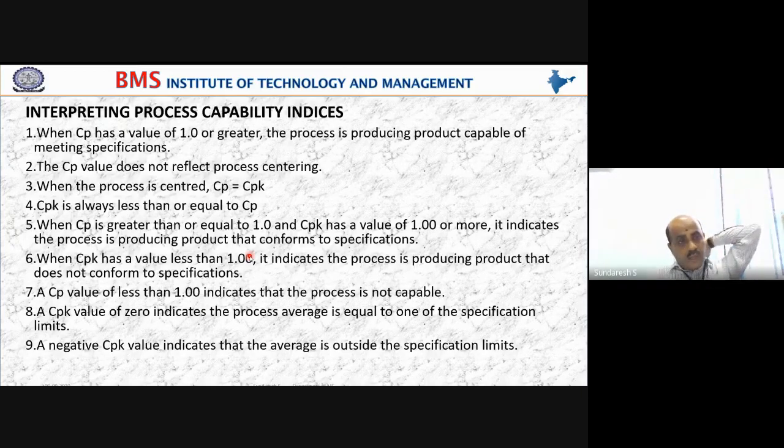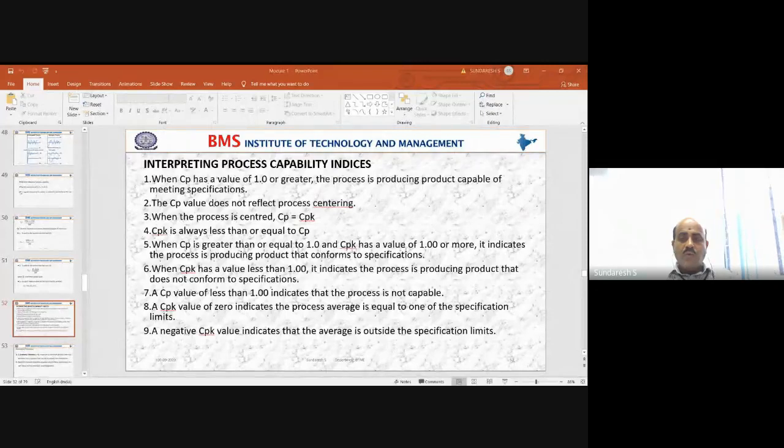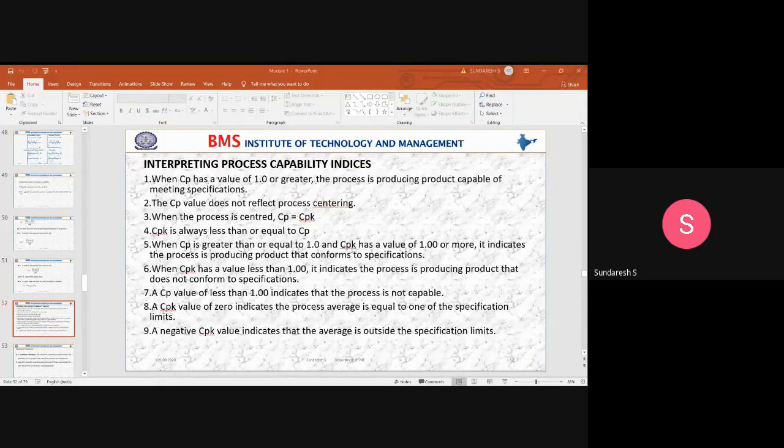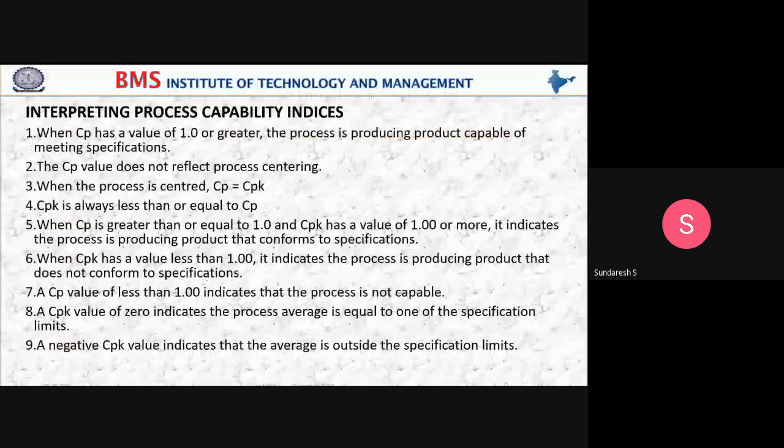Now, interpreting the process capability indexes. Whenever the values are there, how can we interpret the process capability? Let us take them one by one. When the CP has a value of 1 or greater, the process is producing a product capable of meeting specifications. Means the process can meet the specifications that have been given.